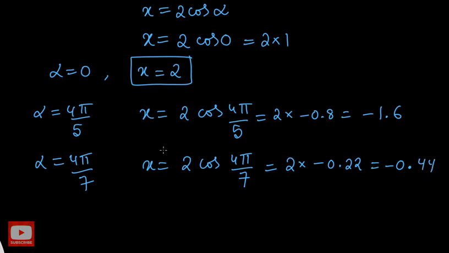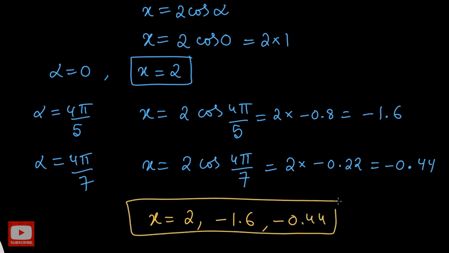Okay, so we have three values. What are those values? That is x is equal to 2, minus 1.6, this is an approximate value, and this also is approximate, minus 0.44. So these are the only three values we get. Why am I saying only three values? You can understand this when you see the graph. So let me show you the graph finally before we end this, so that you can understand the solution better.